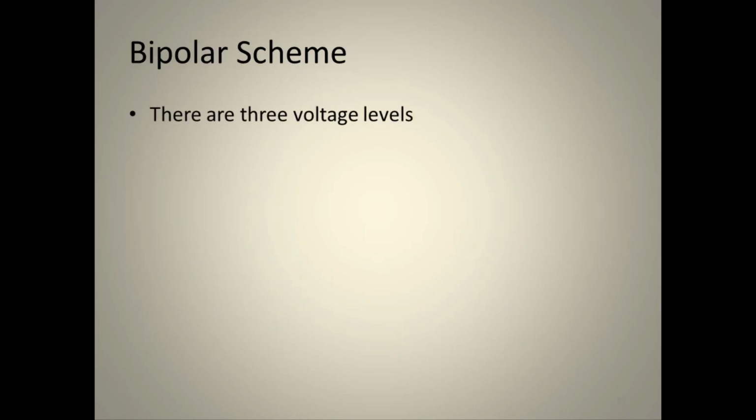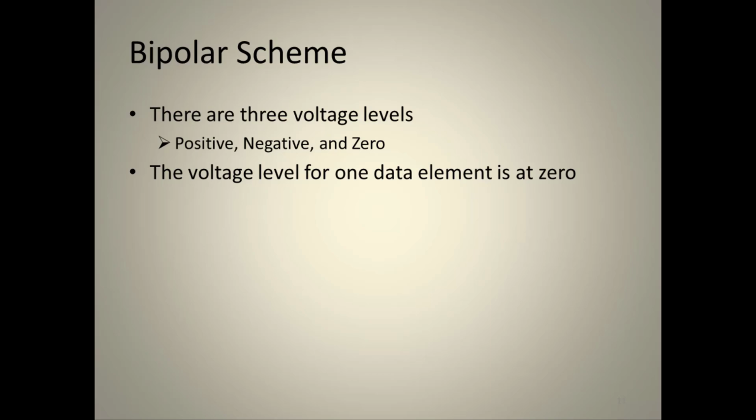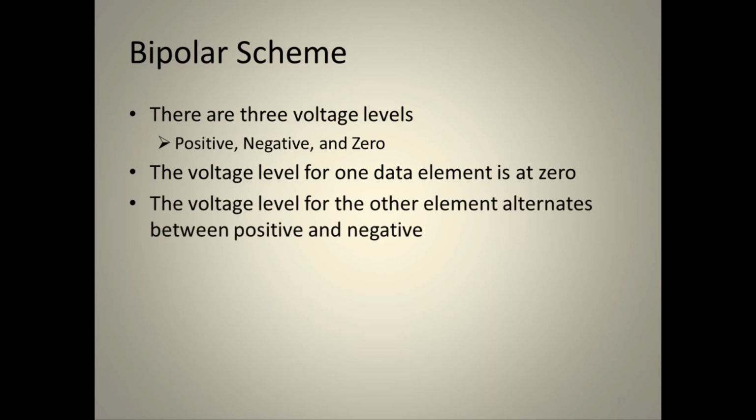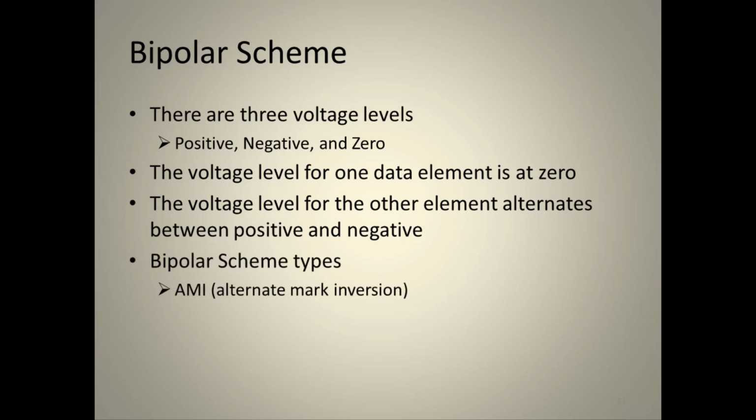Next we have the bipolar scheme. In the bipolar scheme, 3 voltage levels are used: positive, negative as well as 0. The voltage level for one of the data bits will be 0, and the voltage level for the other will alternate between positive and negative. These are the two bipolar schemes we'll be studying: AMI, alternate mark inversion, and pseudo ternary.